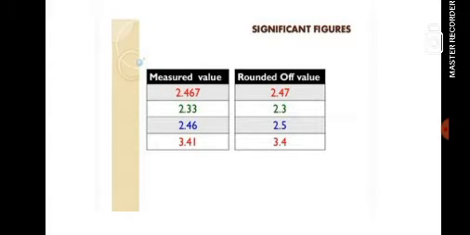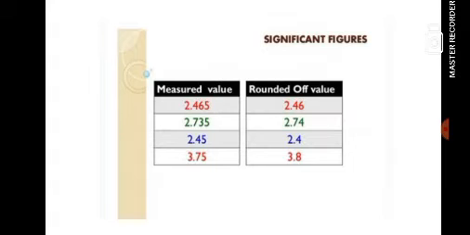Now let's round a few numbers to clear up some confusion. 2.467, if we round it off here, 6 will increase to 7 because 7 is greater than 5, and therefore it will become 2.47. 2.33 will remain 2.3 because 3 is less than 5. 2.46, 6 is greater than 5 and therefore 4 will become 5. 3.41 will not increase because 1 is not greater than 5. 2.465 will become 2.47 because 5 is equal to 5. 2.735, 5 is equal to 5, so 3 will become 4.